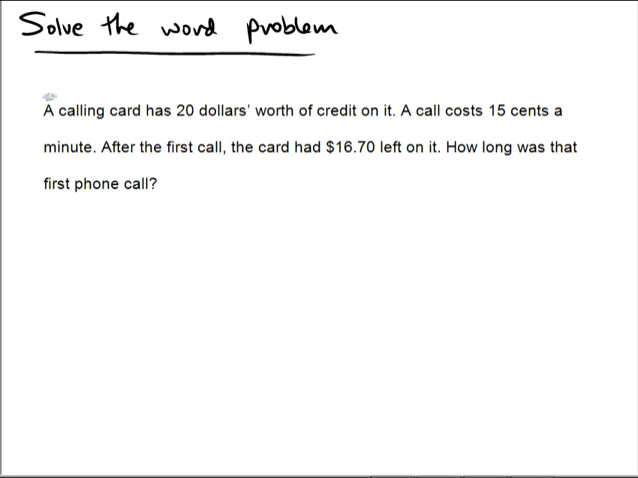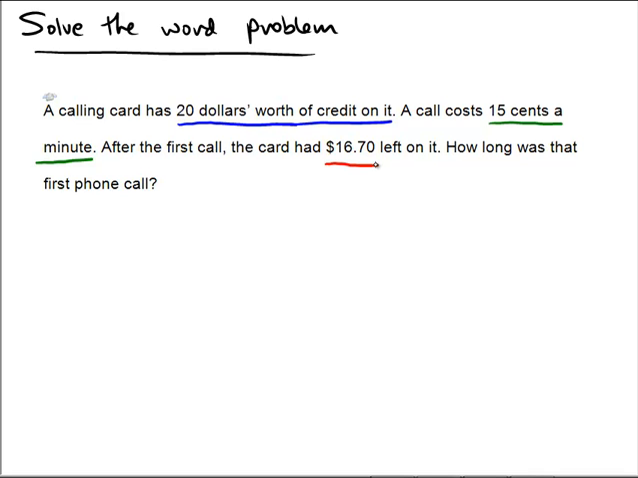Decimals floating around on this one too, eh? Okay, it says a calling card has $20 worth of credit on it. It also gives us information about a call costing 15 cents per minute. And then it looks like one call is made, and after that call is made, it has $16.70 left on the card. Okay, I think we can do this.